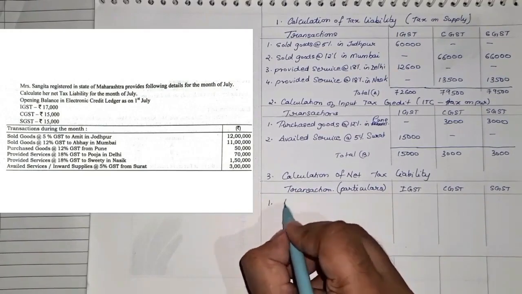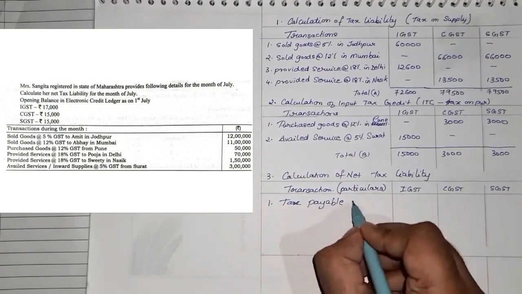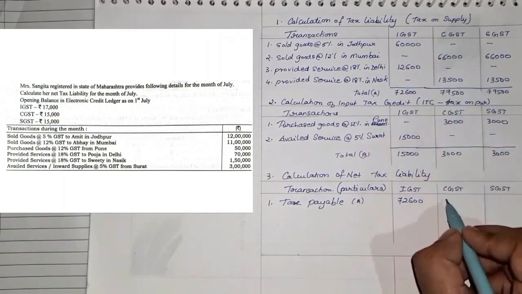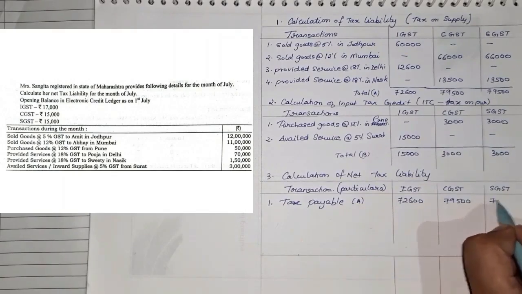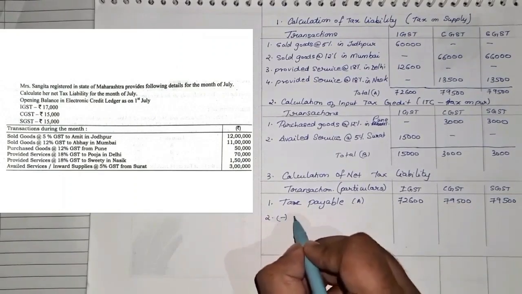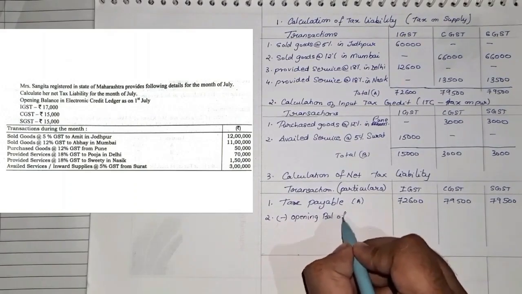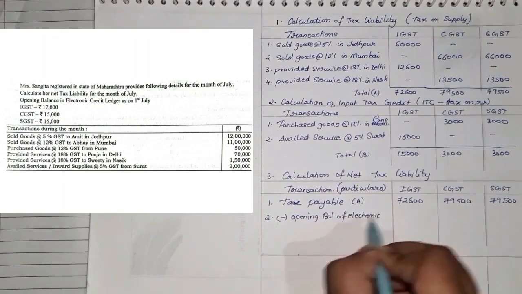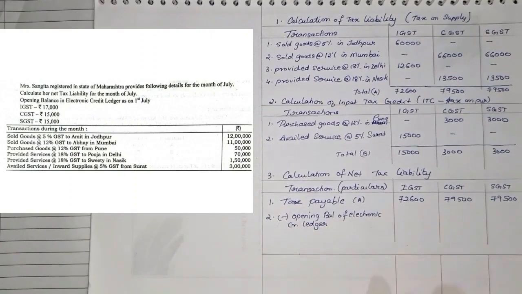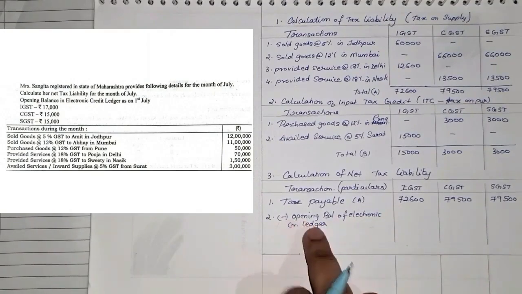Step number 1 here, very important. First step, we need to note down the tax payable. Tax payable is nothing but your step number 1 total. So that was 72,600, 79,500 and 79,500. Step number 2 will be less opening balance of electronic credit ledger. Very important point, it has to be electronic credit ledger. If it is a cash ledger, it cannot be considered here, only credit ledger will be considered.